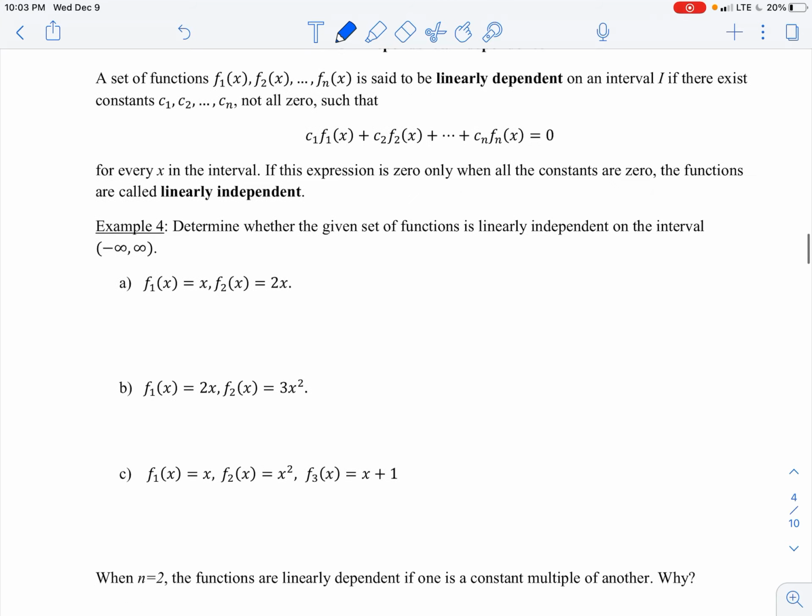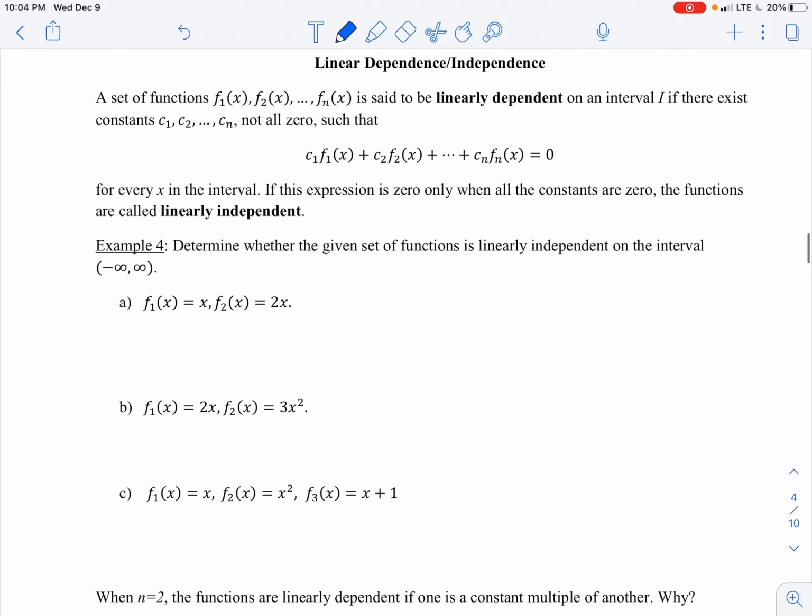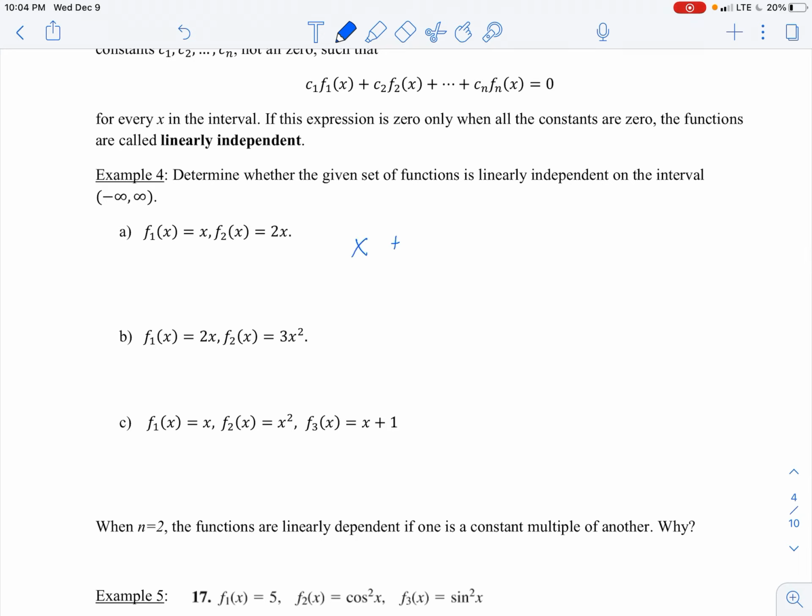So let's look at a few. Determine whether the given set of functions is linearly independent on the interval from negative infinity to infinity. For the first one, we're going to see if I can add my two functions together and get 0, multiplying by some constants. I can multiply the first constant by 1, and the second constant by negative 2. If I do that, I get negative 2x plus 2x. That equals 0, so that checks out. So we are linearly dependent, I'm just going to call that LD.